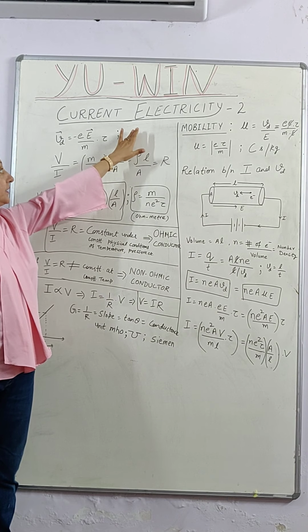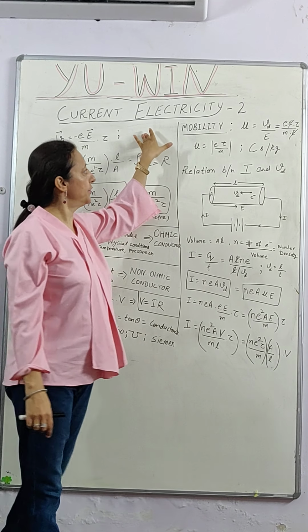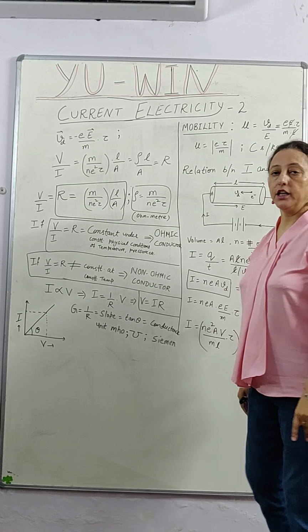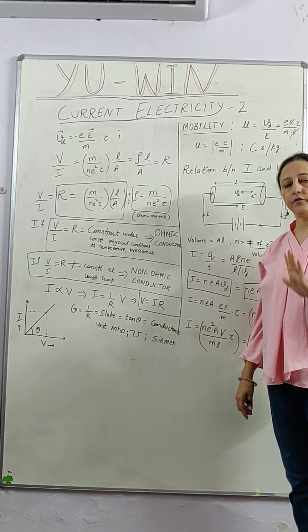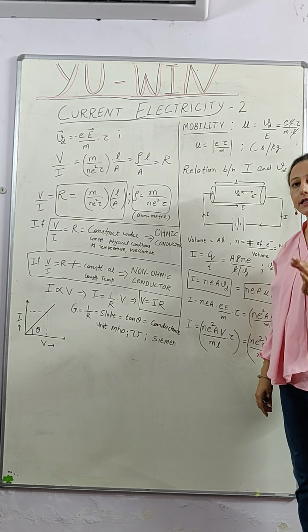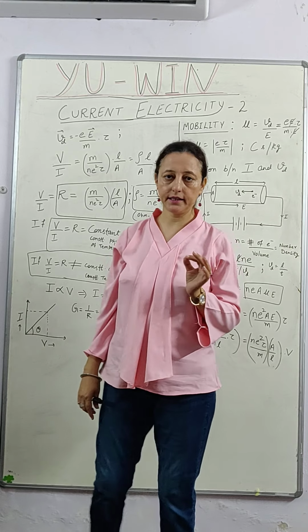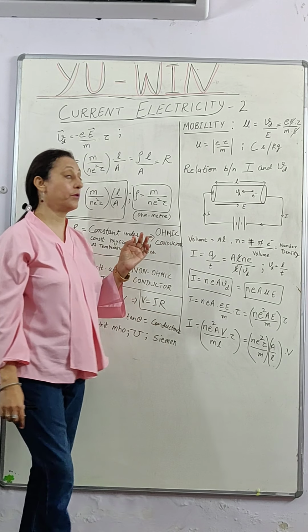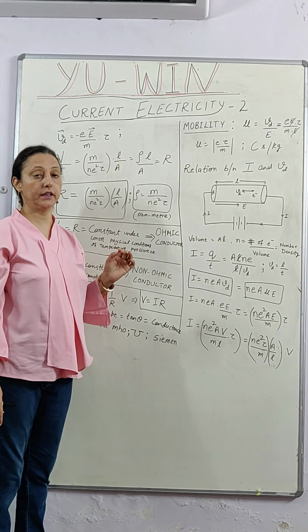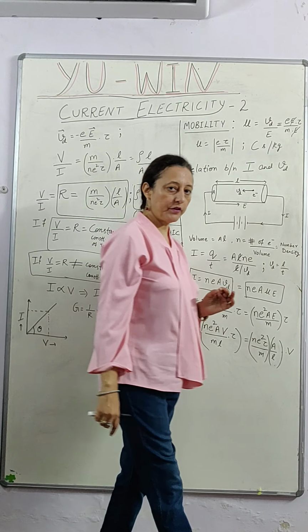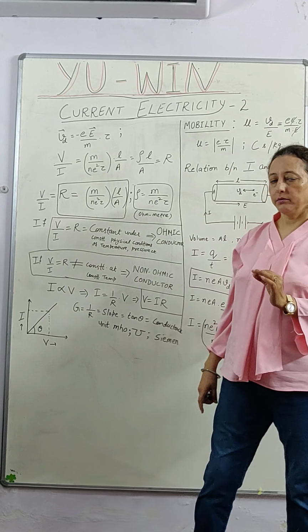We had started with the current electricity chapter. In the previous video, we had read about the drift velocity. Now what is the drift velocity? We all know. To sum up, it is the average velocity of all the electrons inside the conductor when they move towards the positive terminal of the conductor under the influence of an applied electric field. In the absence of an electric field, they have only thermal velocity.